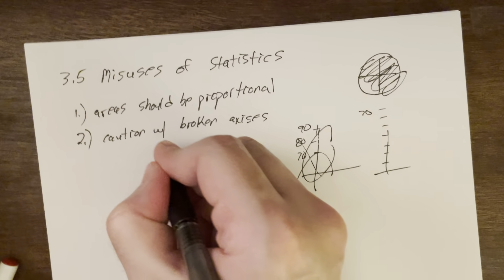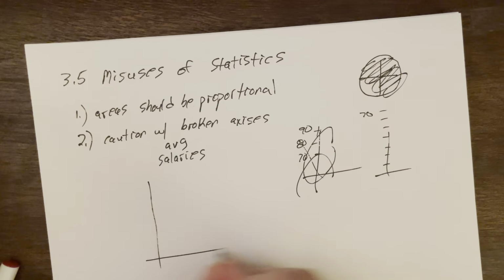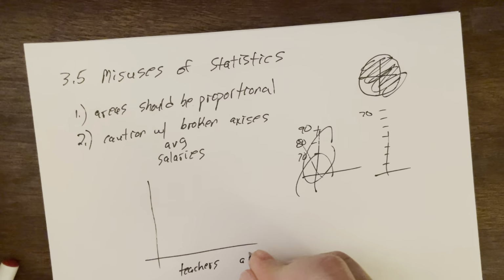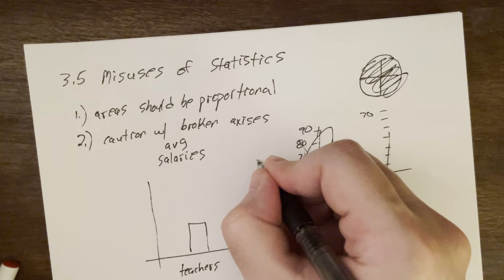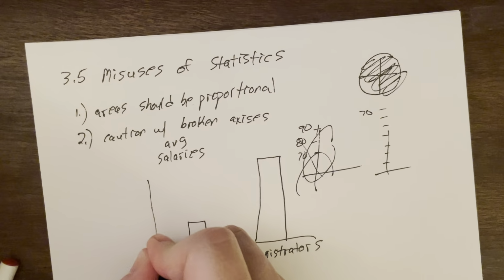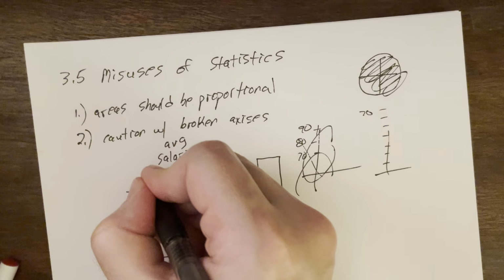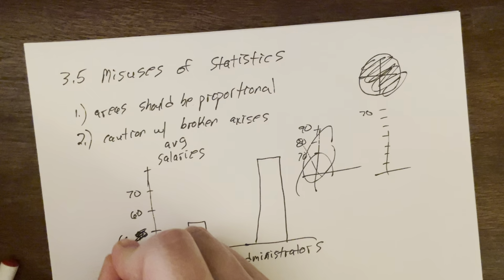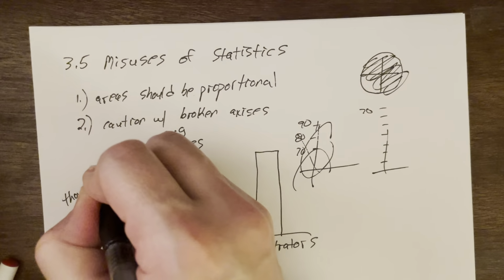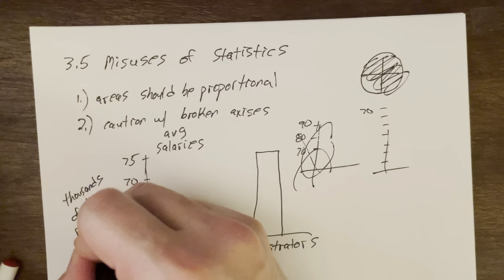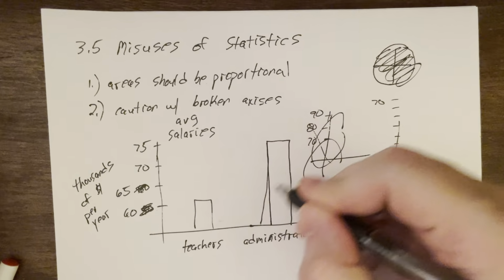Let's say we're comparing salaries. And we want to look at average salary, and we're going to compare that of teachers versus administrators. Sorry, let me fix that. 60, 65, 70, 75. That's what I wanted. So this is in thousands of dollars per year. And these are our categories. Now I'm sorry my bar is a little off here. Let me fix that too.